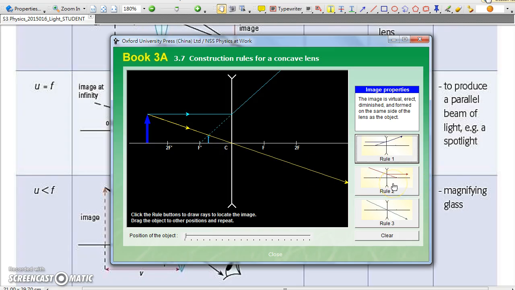Let me draw one more construction rule, which is the second one. This, the purple light ray, aims at the focus on the other side, but then it is refracted this way, parallel to the principal axis. And these three refracted light rays all look like they come from this point, and we call this the image. And in fact, the image is quite small compared with the object, and we say the image is a diminished image. It is also an erect and virtual image.